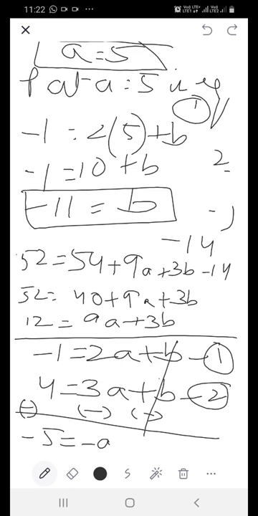So this is how you are going to find the values of a and b by using the remainder and factor theorem. So this completes your exercise 6. Do all the questions of exercise 6, and I will be sending you assignments also based on this chapter.